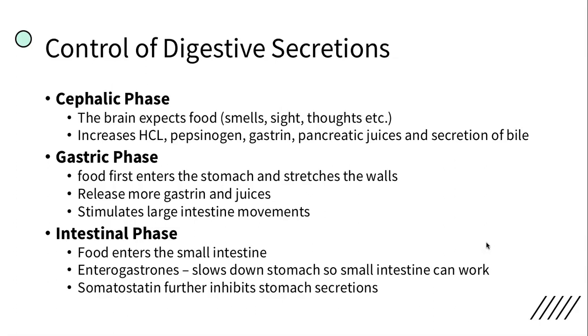The next is the gastric phase, and it's when your food first enters the stomach from your esophagus and starts to stretch the walls of the stomach. And that releases a lot more signals that tell your stomach to release more gastrin, more juices. It stimulates these large intestine movements. So basically it says we need to make space, so the large intestine, you need to move along. And then the intestinal phase is when food enters your small intestine. You have those enterogastrones, which will tell your stomach, hey, slow down, I got to start doing my work. And then the somatostatin further inhibits stomach secretions as well.